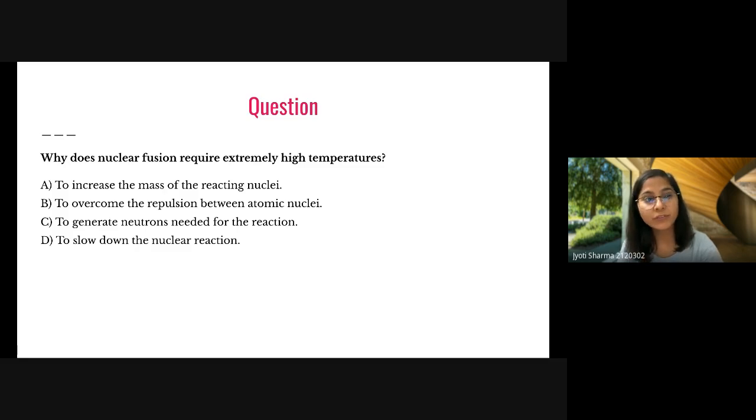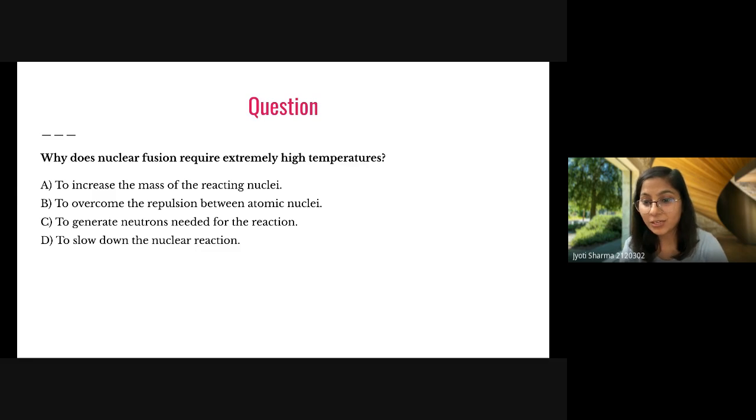If you know the temperature of the sun, approximately it is 5800 Kelvin. That much temperature we need for nuclear fusion. But why do we need that much higher temperature? Because we have two separate nuclei, for example hydrogen and hydrogen, and we have to fuse them together. But two nuclei will repel each other, so we have to overcome this repulsion to bring them together.